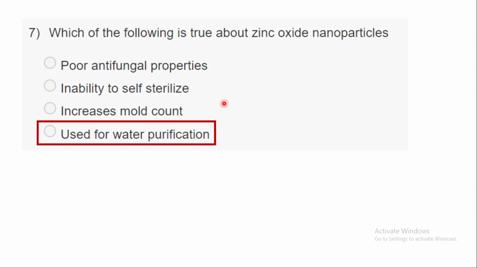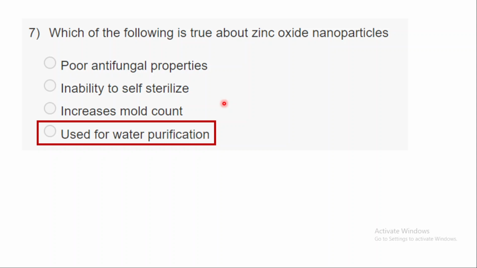You must have heard the term bread mold, or you must have seen in your households or in bakeries, bread, when kept outside for, let's say, 4 or 5 days, stale bread, there are molds growing on the bread. Those are Rhizopus fungus. So molds are nothing but overgrowth of hyphae and colony of fungus. So zinc oxide nanoparticles will never increase the mold count, but zinc oxide nanoparticles can be used for water purification.